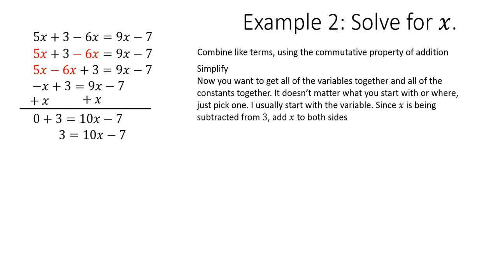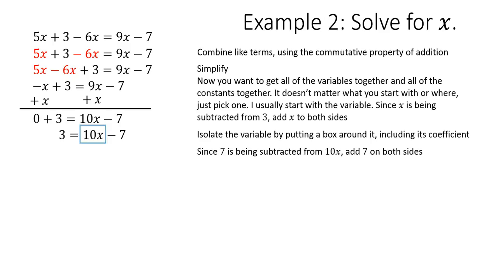And this becomes an equation that you should know how to solve, a two-step equation. So the first step is isolate the variable by putting a box around it, including its coefficient, which would be 10. And then since 7 is being subtracted from 10x, I want to add 7 on both sides. And then that's what I did here. And I'm going to draw my line, and I'm going to simplify. 3 plus 7, that's going to give me 10. And then I brought my 10x down, and then negative 7 plus 7, that's 0. And 0 plus 10x is just going to be 10x.